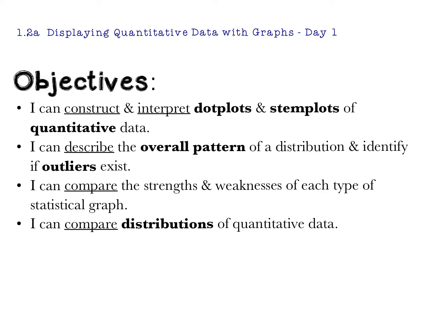Alright, so for this lesson, we are moving into Chapter 1, Section 2, and we have 4 objectives. So the first one is to be able to construct and interpret both dot plots and stem plots. So we're moving into quantitative data in Chapter 1, Section 2. Also to be able to describe the overall pattern and look and see if any outliers exist. Be able to compare the strengths and weaknesses of each type of graph, which we've been doing, and then compare distributions of two or more graphs. So this is what we're going to be working through today. So go ahead and pause the video and write your objectives.